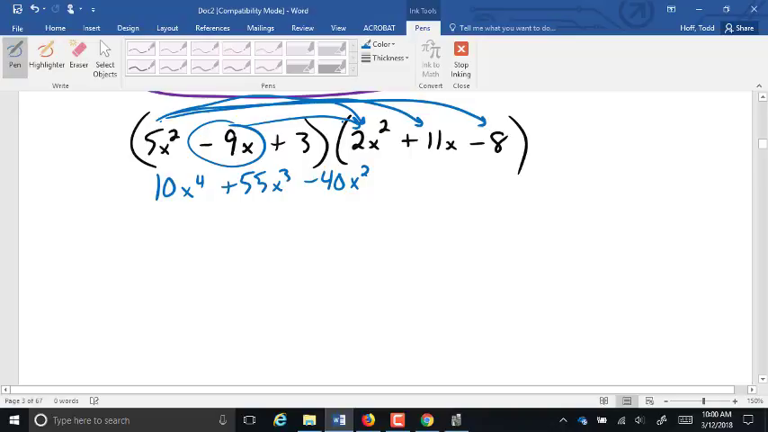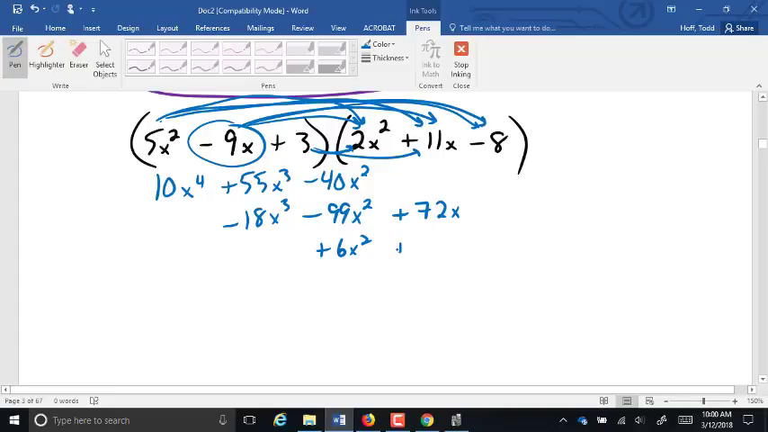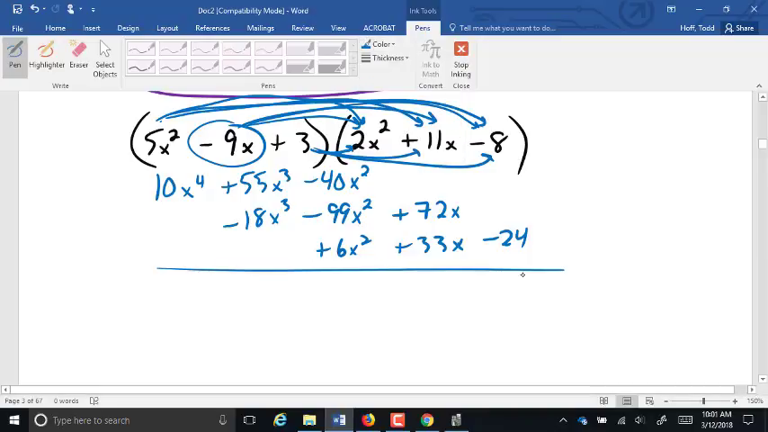Negative 9x times 2x squared, negative 18x to the 3rd. Good. Negative 9x times 11x, negative 99x squared. And negative 9x times negative 8, positive 72x. And on to the last digit, 3. 3 times 2x squared, positive 6x squared. 3 times 11x, positive 33x. And 3 times negative 8, negative 24. Now we have some combining to do.